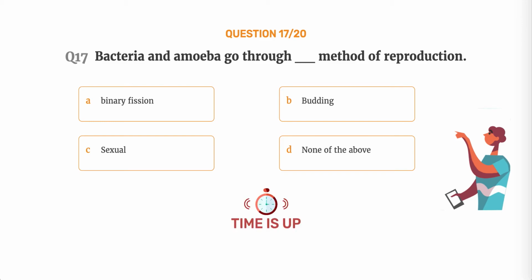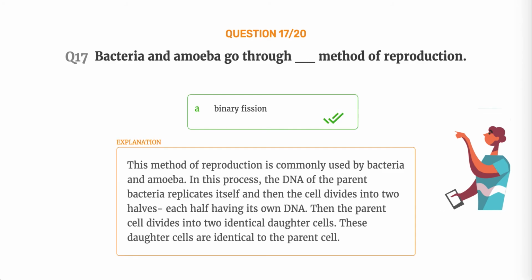The correct answer is option A, binary fission. This method of reproduction is commonly used by bacteria and amoeba. In this process, the DNA of the parent bacteria replicates itself and then the cell divides into two halves, each half having its own DNA. Then the parent cell divides into two identical daughter cells. These daughter cells are identical to the parent cell.